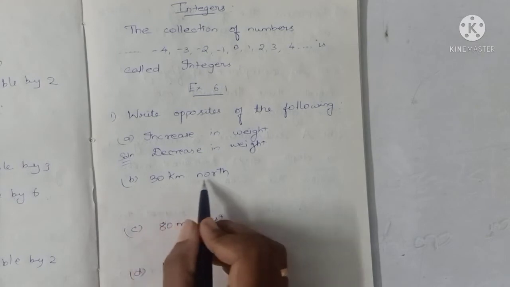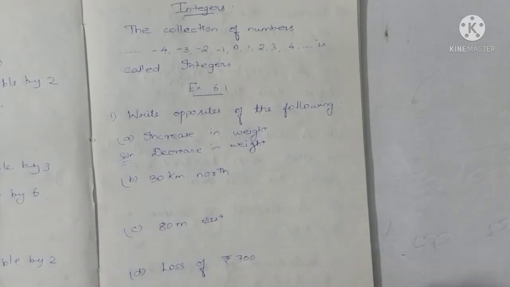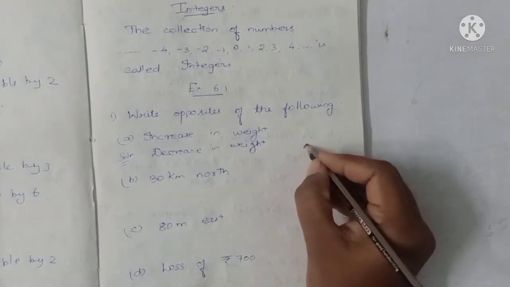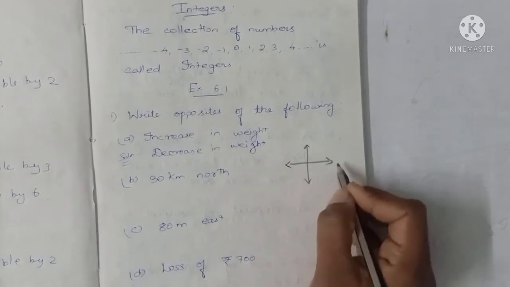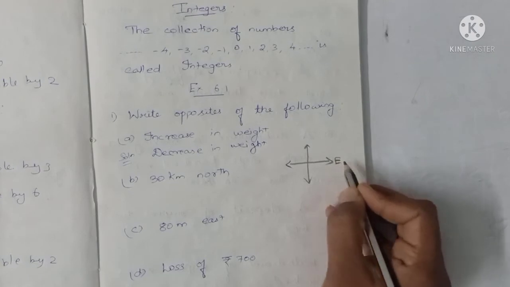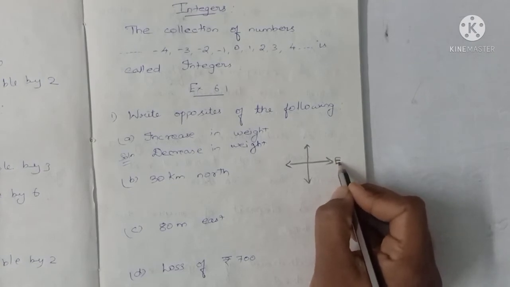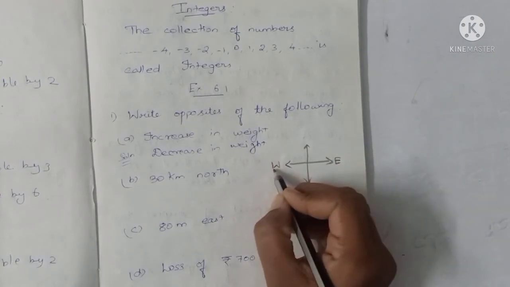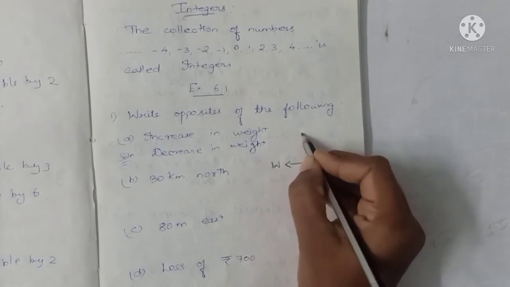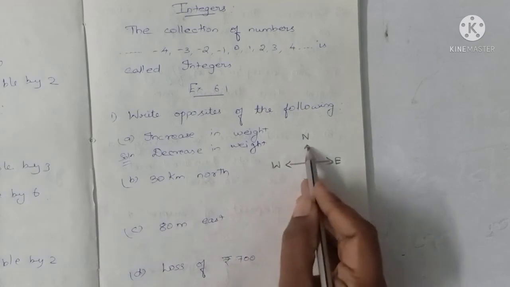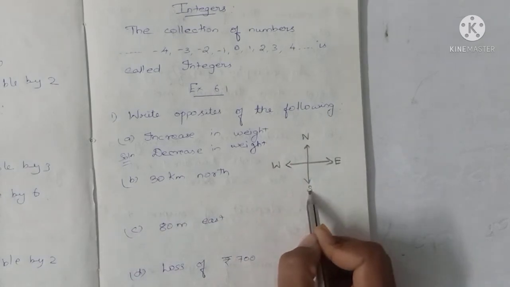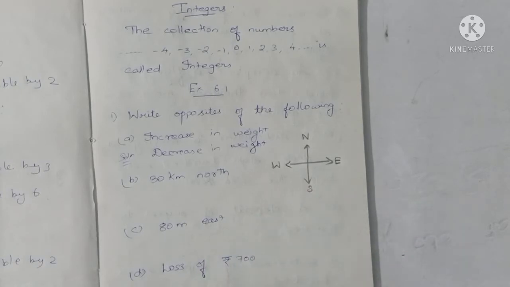Subdivision B, 30 kilometer north. First of all, you have to know the map, that is directions. This is east, right side, always your right side is your east, the opposite will be west, that is left side is west, top is north, bottom is south. Okay, 30 kilometer north means what will be the opposite? 30 kilometer south. So the answer is 30 kilometer south.